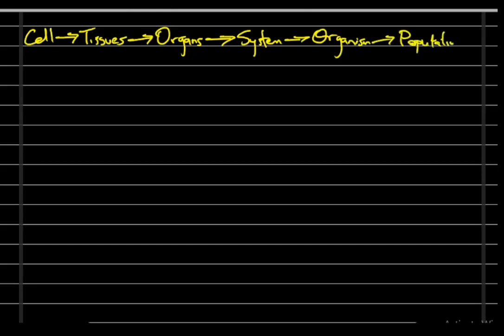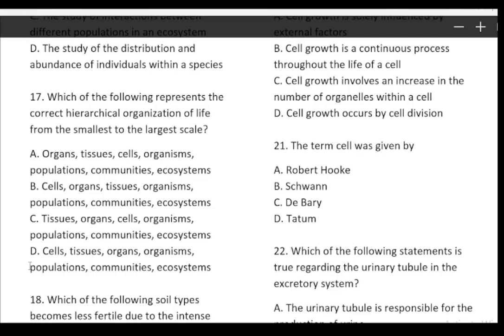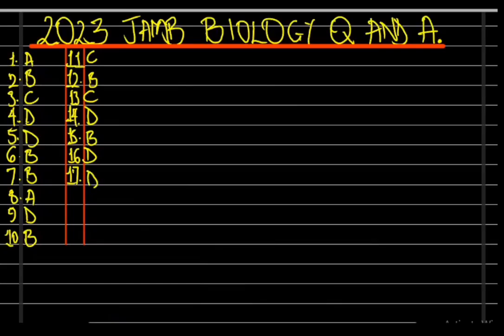And then from the population, it goes down to the community. Let me put it this way. To community. And then from community, it makes up what we refer to as the ecosystem. So that is the correct hierarchical system. So that is our answer to question 17, which is option D. So we move to question 18 now.